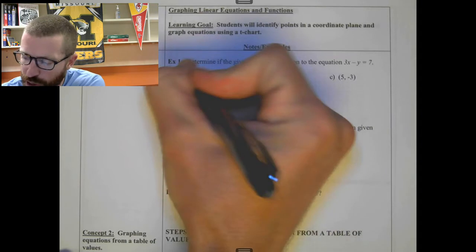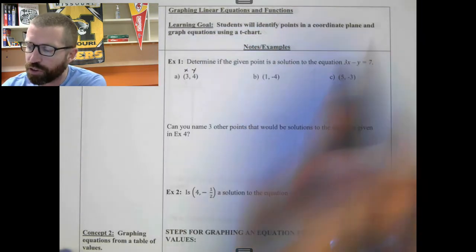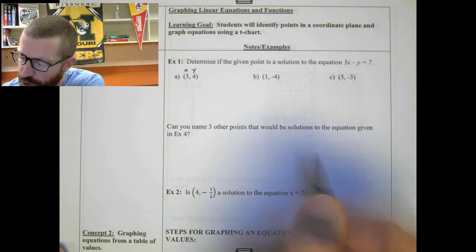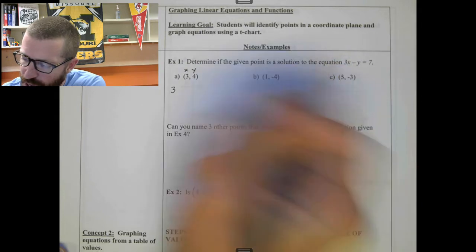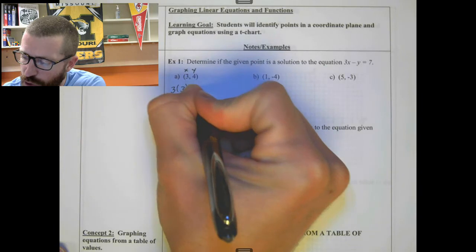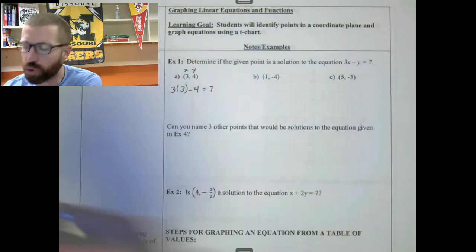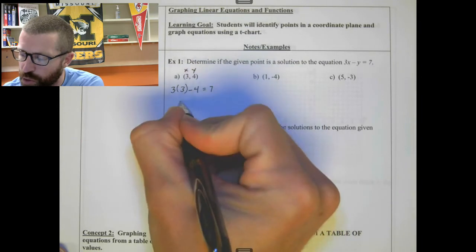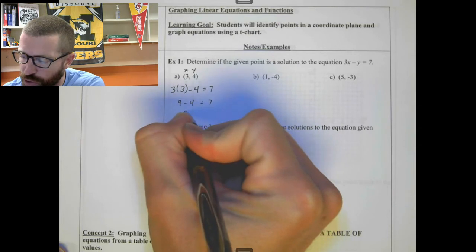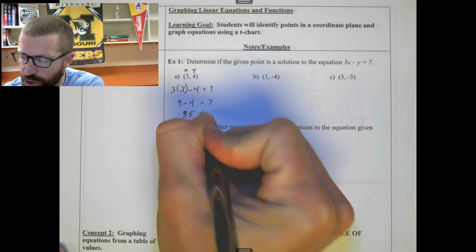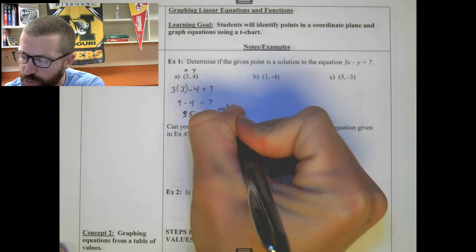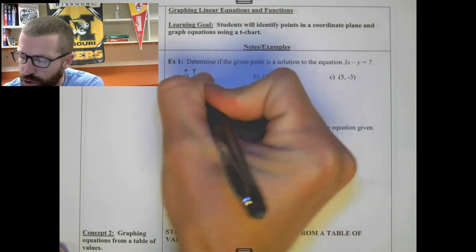So each point represents an x and a y. And to see if they're solutions, you're going to plug them into the equation and see if you get a true statement. So if I plug in 3 and then x is 3, then 3 minus 4, is it equal to 7? Is that true or not? You might be able to see it right away: 9 minus 4, is it equal to 7? And 9 minus 4 is just 5, and 5 is not equal to 7. So this is not a solution.